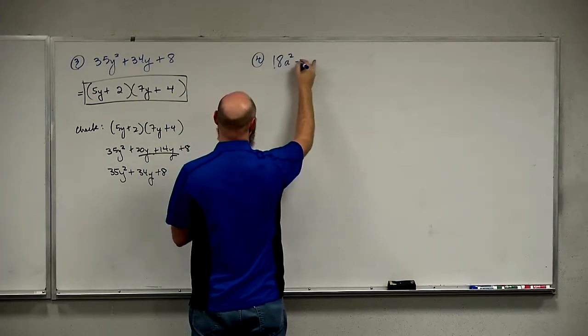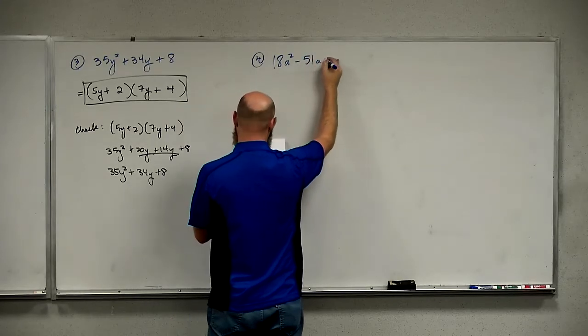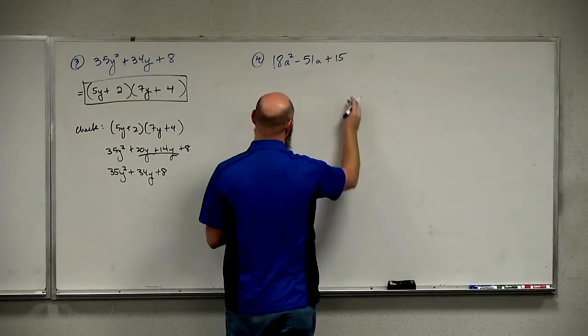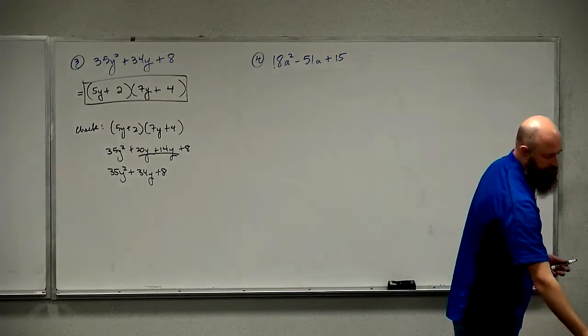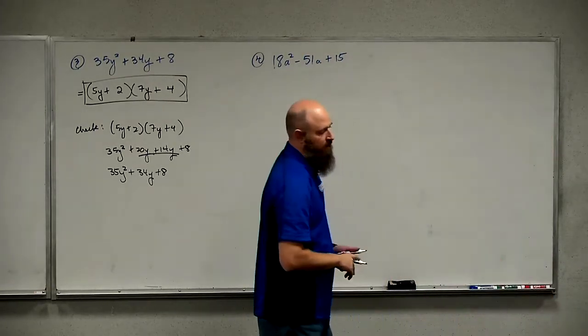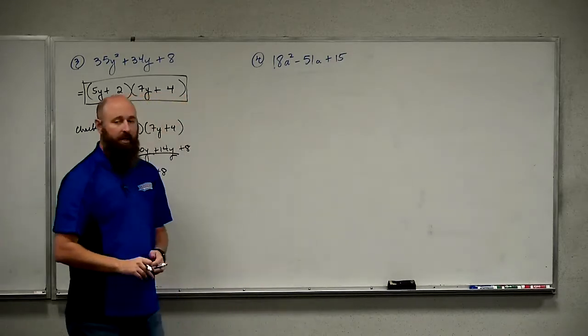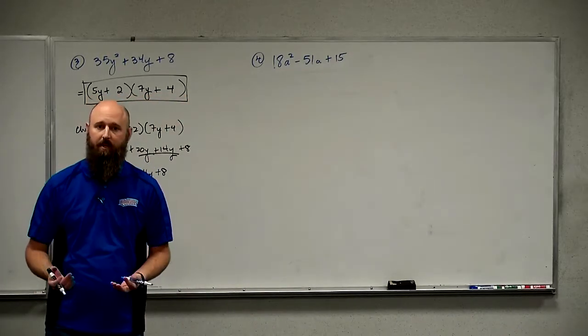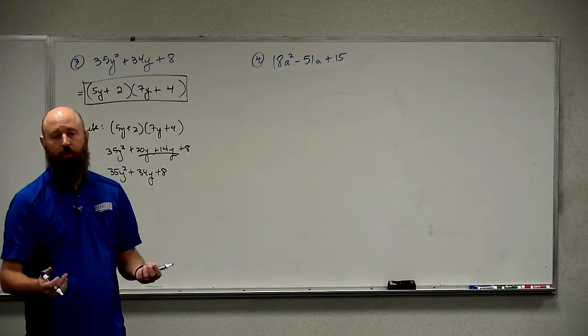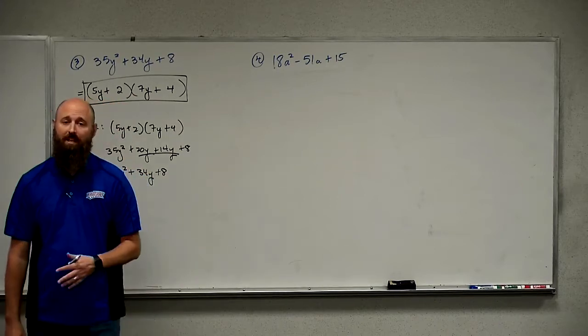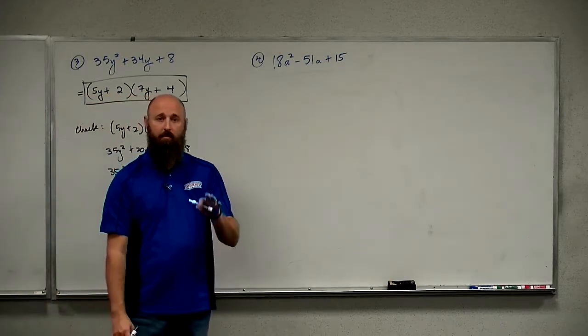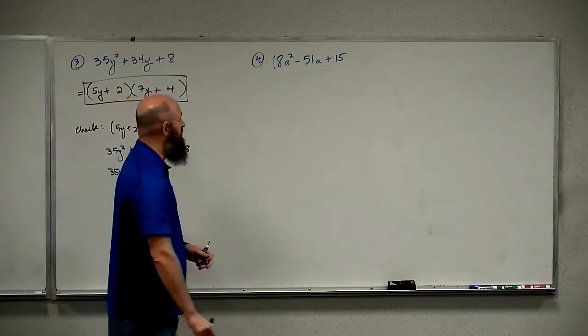Four. 18a squared minus 51a plus 15. All right, so here we look at this one. I've got some bigger numbers again. So we look for a greatest common factor. But this time we actually find one. We can divide all of those numbers by 3. So we need to do that.